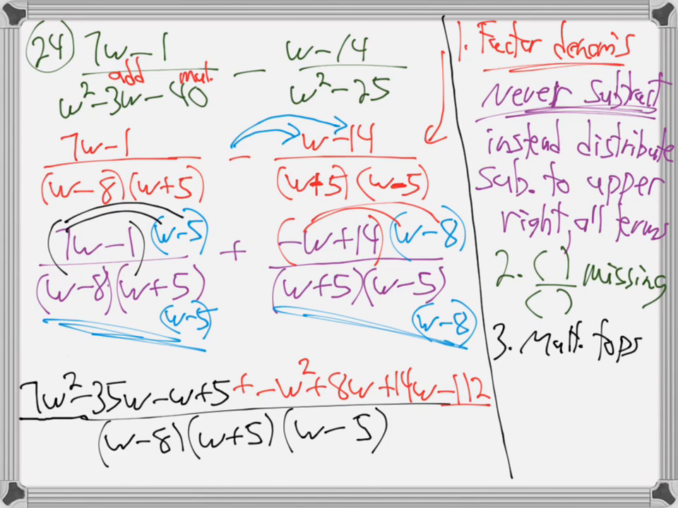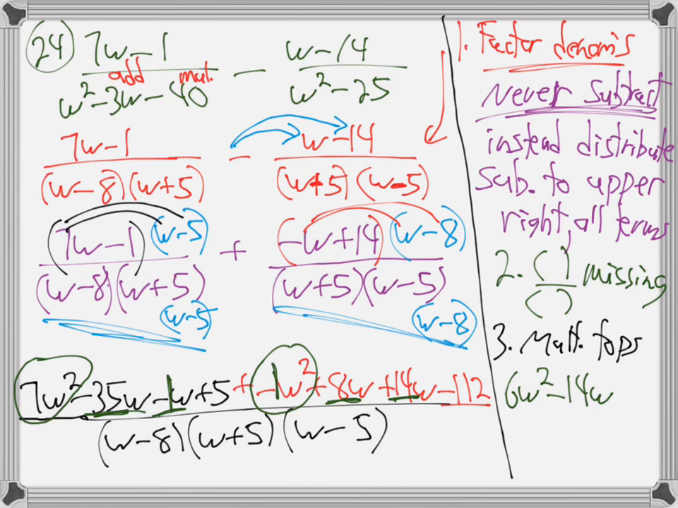Everybody see what happened? Just a big, ugly mess. So now we're just one step from the end. Just combine the top. 7W squared minus 1W squared? 6W squared. Use your calculator. Minus 35W minus 1 more, minus 36, plus 8. What is that? 28. Minus 28. Plus 14 is minus 14? Minus 14.